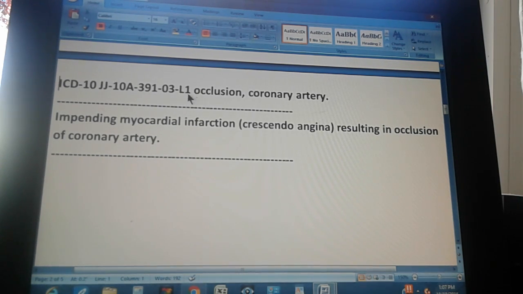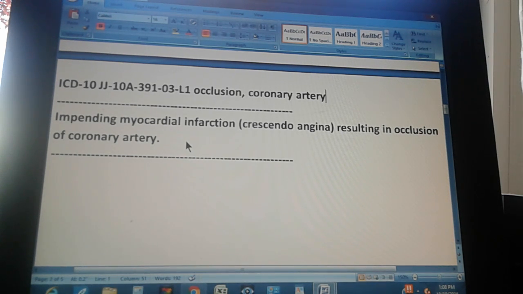ICD-10 workbook, page 391, exercise 3, and this is a level 1 exercise. The title is: Occlusion, coronary artery. Occlusion, or blockage, of a coronary artery. And the text reads like this: impending myocardial infarction, crescendo angina, resulting in occlusion of coronary artery. That is the diagnosis.